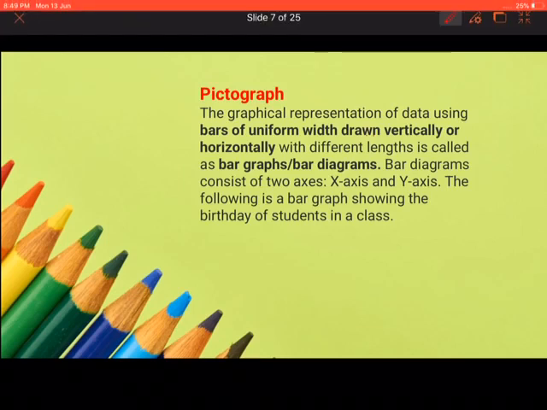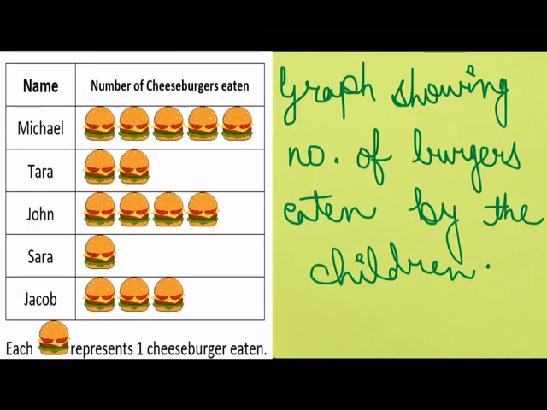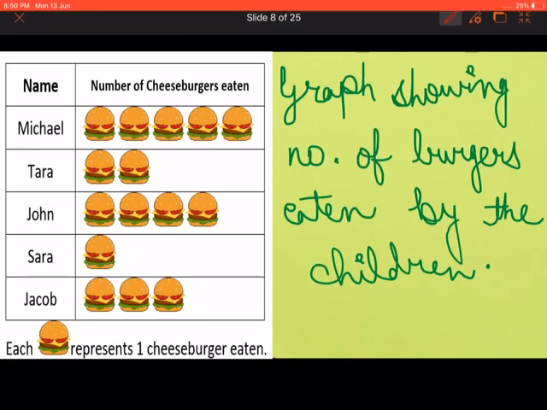Now let's see what are pictographs. The graphical representation of data using bars of uniform width drawn vertically or horizontally with different lengths is called bar diagrams or bar graphs. I think the given data over here is confusing me, so I'll just show you an example so that it becomes very clear for you. Yeah, so this is the graph regarding pictograph.